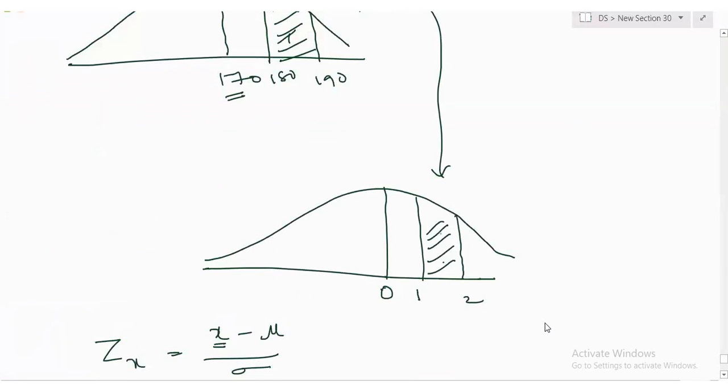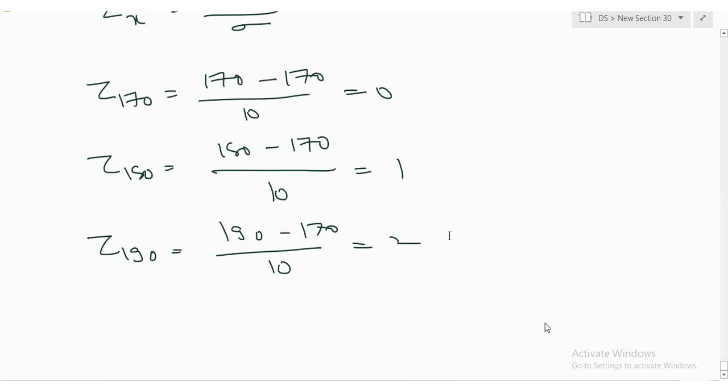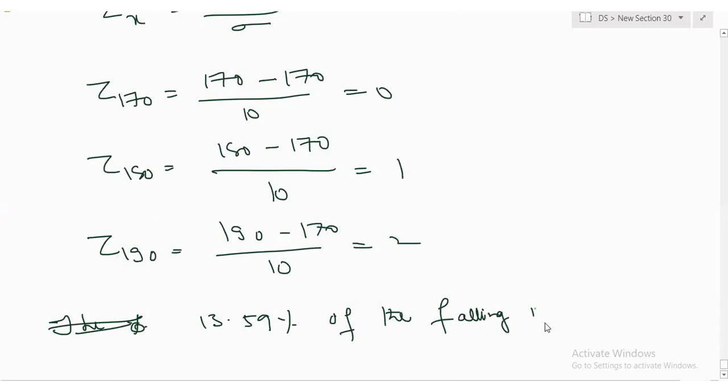0.1359. So this area is 0.1359. What is the physical meaning of this? The percentage of the people. 13.59 percentage of the people falling in between 180 centimeter to 190 centimeter height.